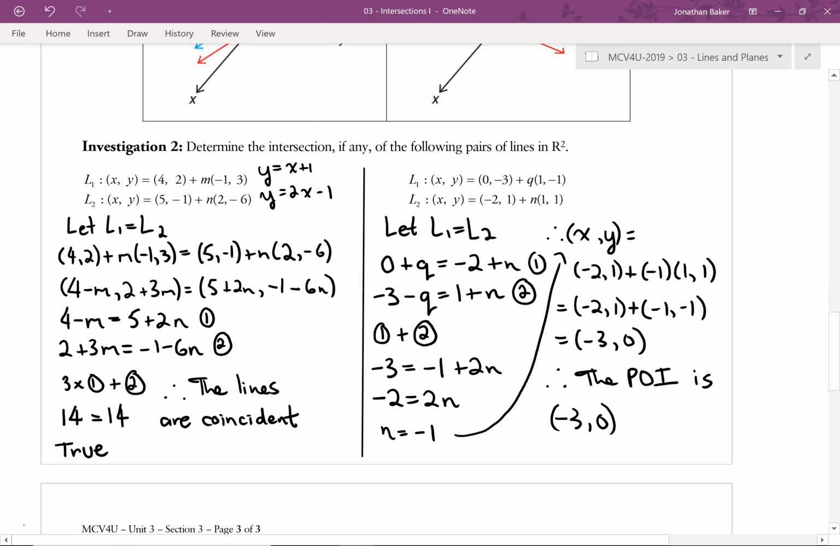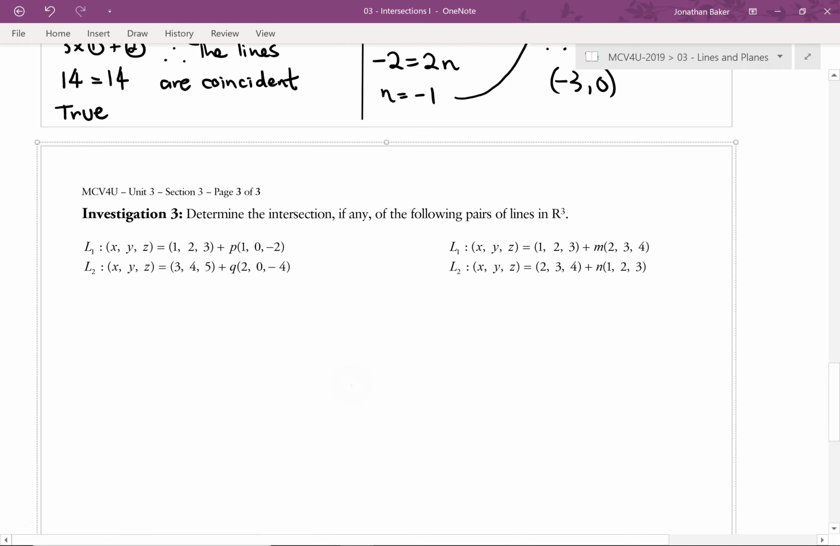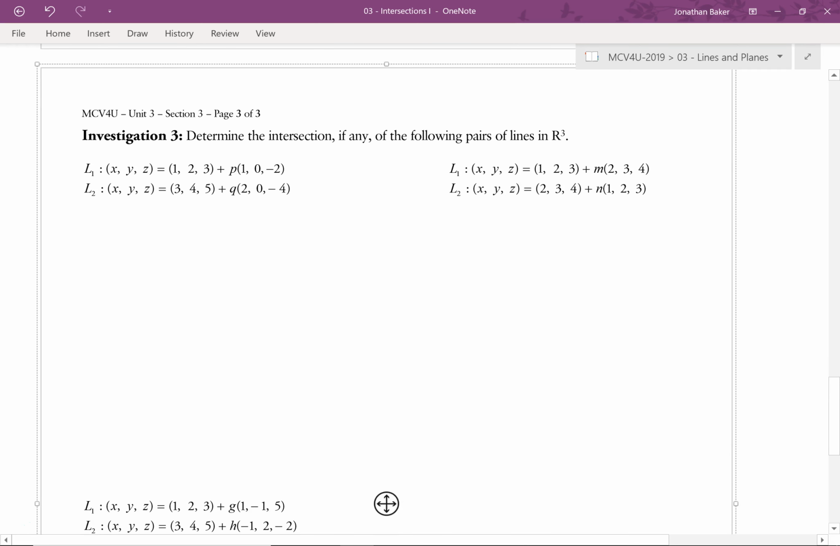Now, in 3-space, we're going to follow the same process by equating the lines using all their components, and then solving the resulting system of equations to see if there is a parameter on one of the lines that we can use to get a point. So let's go ahead and do that. Page 3, investigation 3 says determine the intersection, if any, of the following pairs of lines in R3. So let's start with this one here in the top left.